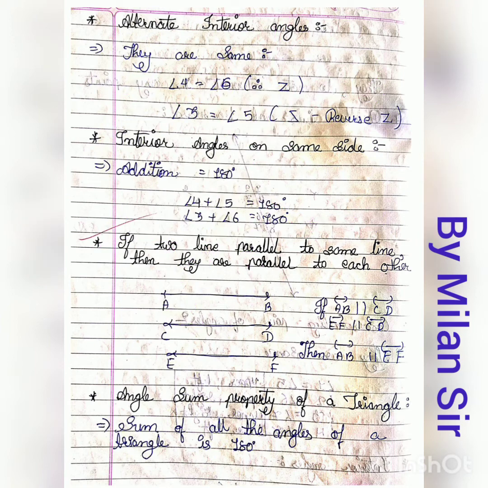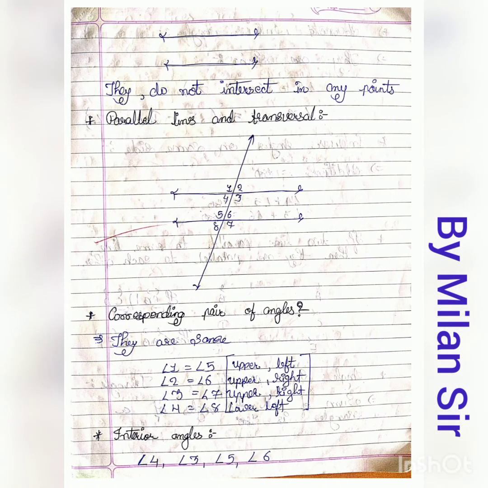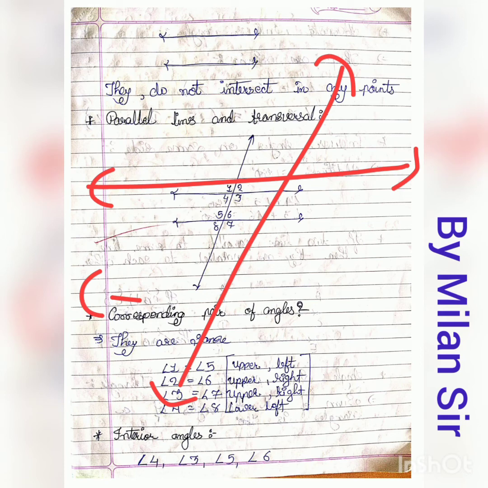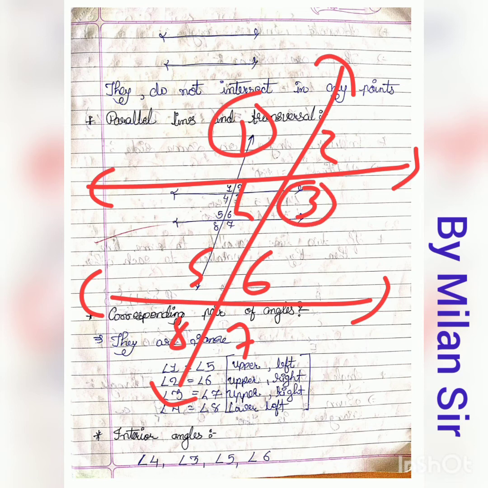So here we have alternate interior angles, corresponding pair of angles, and interior angles on the same side of transversal. Here we have vertical angles too, vertically opposite angles also we have here. Angle 1 and angle 3 are called vertically opposite angles. 1, 2, 3, 4, 5, 6, 7, 8. 1 and 3 are called vertically opposite angles because it forms an X shape, right?